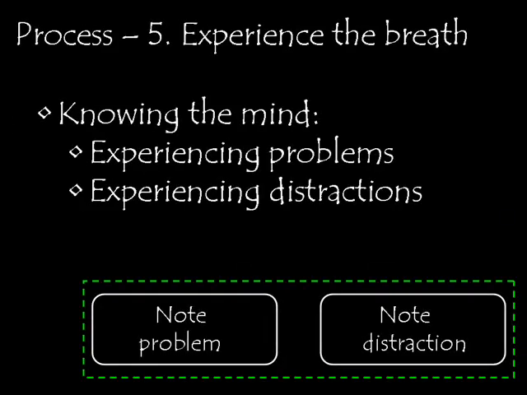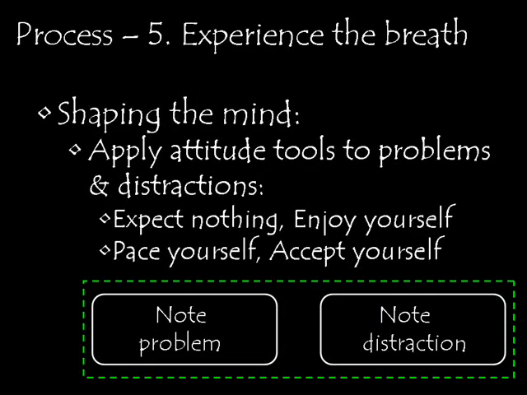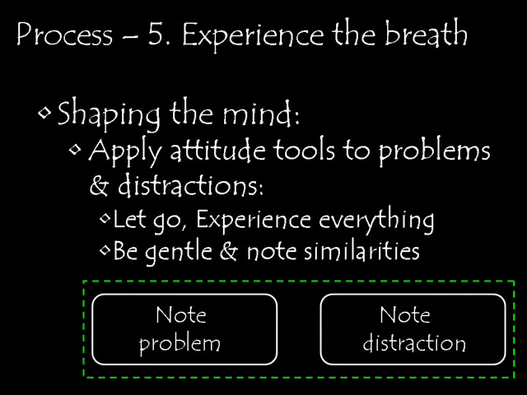When you experience problems or distractions, you are now orbiting your ego. At this point, you are starting to know the mind. It is now critical that you apply the attitude tools discussed earlier. At this point, expect nothing. Enjoy yourself. Pace yourself. Accept yourself. Let go. Be gentle. Experience everything and note the similarities. Applying this attitude will shape the mind.